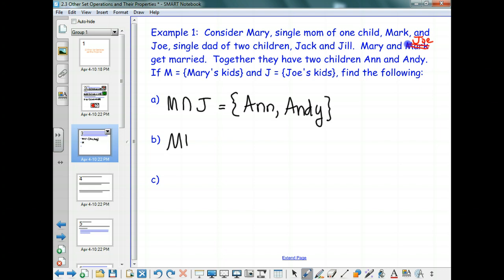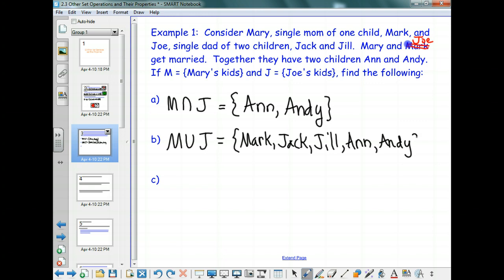What about if we do the union? What's that going to mean? All the children. It's what we would do if we took a family picture, right? Everybody gets to be in it. All right, so we have who? We have Mark. Who else do we have? Beth, Jill, Ann, and Andy.